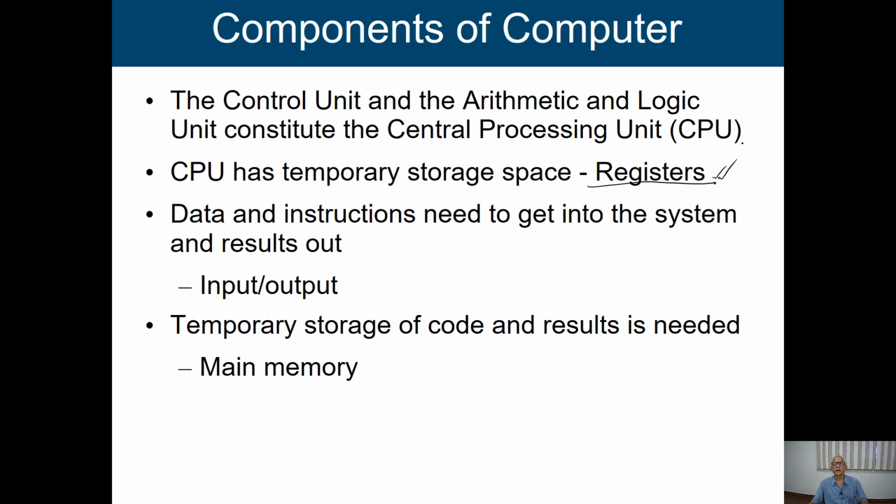Data and instructions need to get into the system and results need to go out. So we have to get the data and instructions to the computer system, and we have to give the result to the user. So for that we need input-output devices. And temporary storage of code and results is needed, and we say these are the main memories because our computer works on the von Neumann stored program principle. So we have to store our data and code in some storage space, and we say this is the main memory. And in the last class we have seen how we interface the memory with our processor and how the processor fetches information from memory.